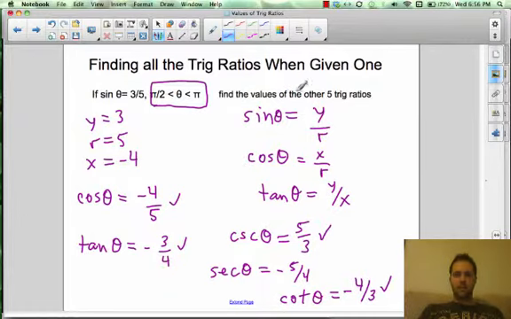So I hope that helps. Get a lot of practice using your unit circle and solving problems like these, and you'll be doing it in your sleep in no time. Or I don't know, whatever. I was done. Okay.